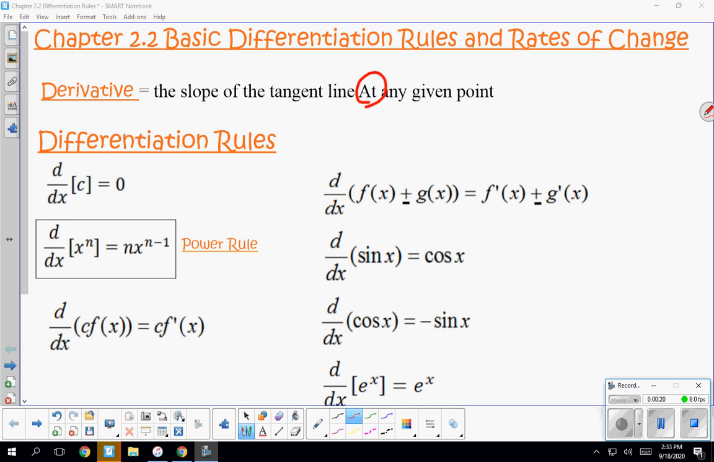The derivative of a constant is 0 because the slope of a constant is 0. A constant would have a graph that was horizontal. Its slope is always 0.